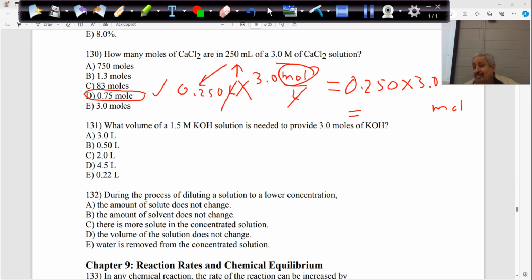So the answer is 0.75. This is 2 sig figs, and all of this is 2. So the answer is 2 sig figs. Okay, guys.